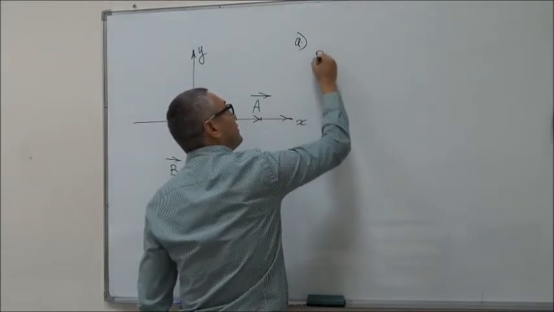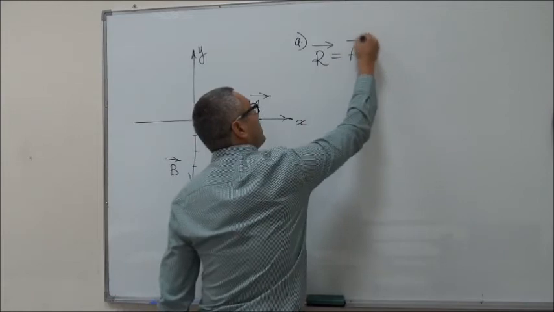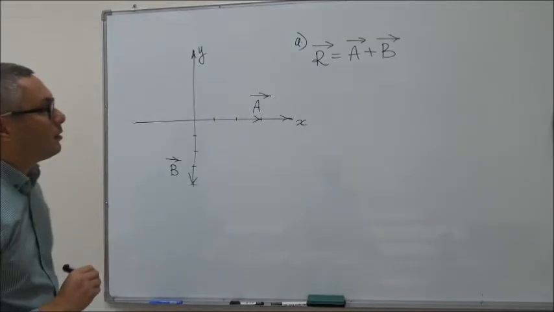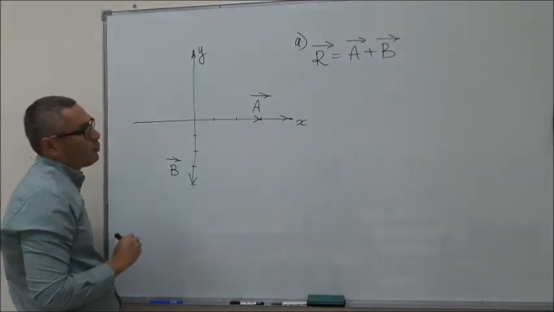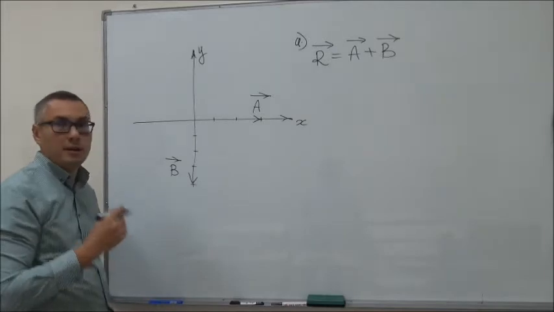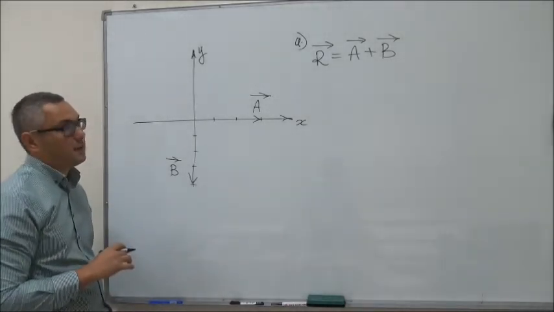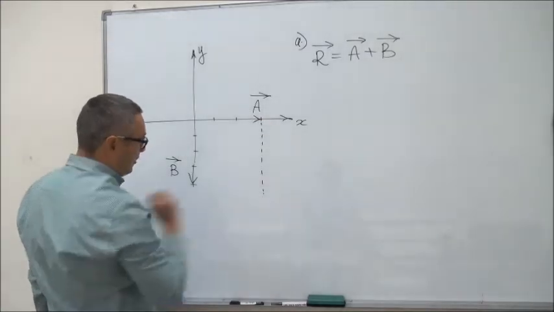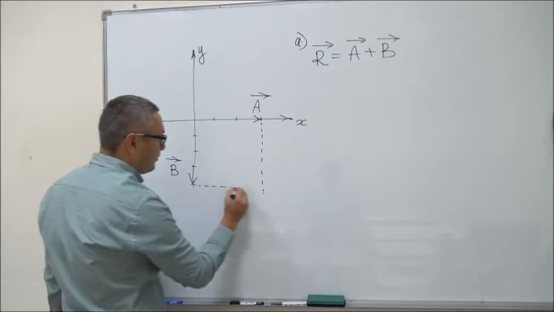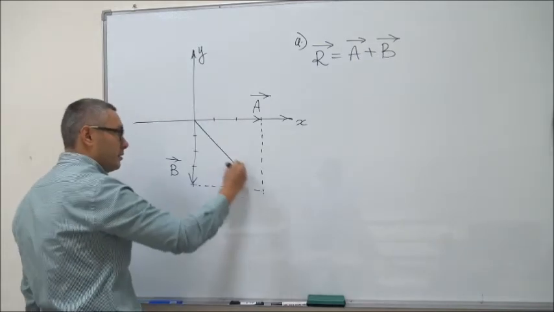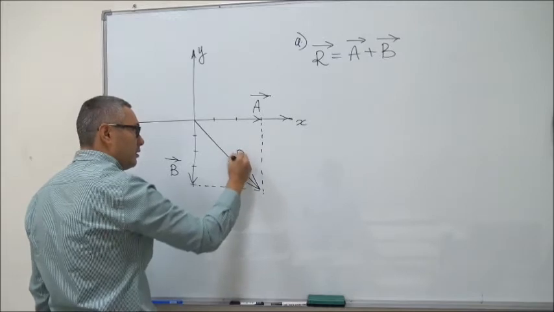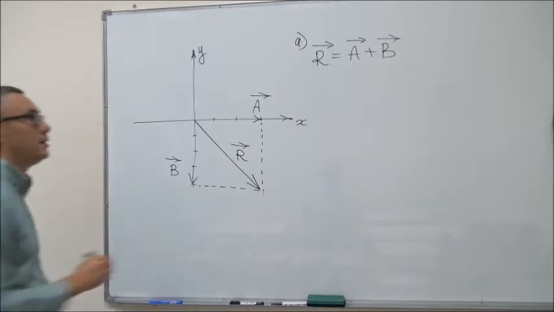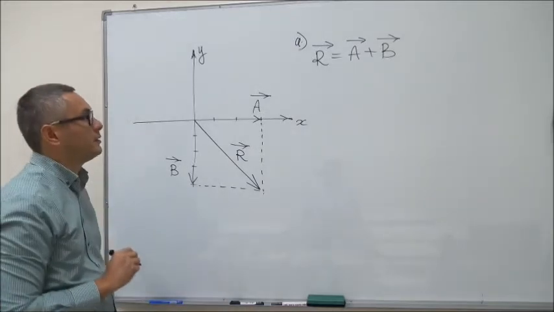Let's call it R, the resultant, which is A plus B. Now, in the lecture, we've learned that when we have two vectors adding up, we just follow the standard parallelogram rule. So in this case, our parallelogram is a rectangle, and this is the diagonal. So this is our resultant vector R. So now let's find out what is the magnitude of that R vector.